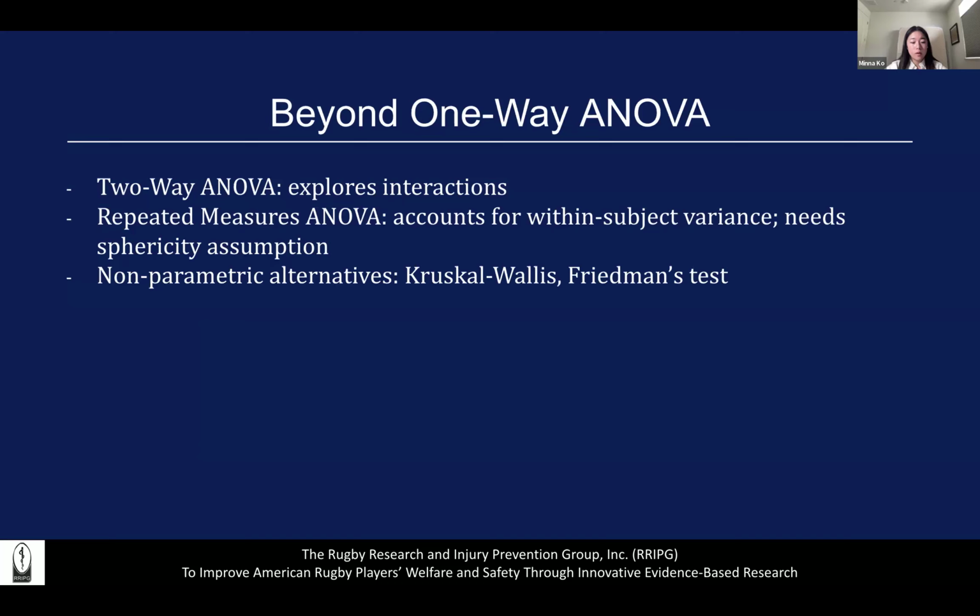But there's also a lot more. Two-way ANOVA would help us explore more complex cases with 2 variables, like I mentioned earlier. Repeated measures ANOVA is great when you're testing the same group multiple times, like tracking rehab progress over the weeks. And if your data doesn't meet ANOVA assumptions, then you can use non-parametric alternatives, like the Kruskal-Wallis test or the Friedman test.